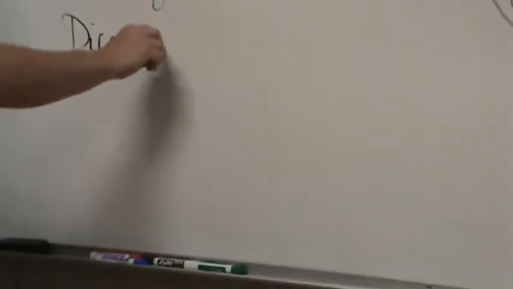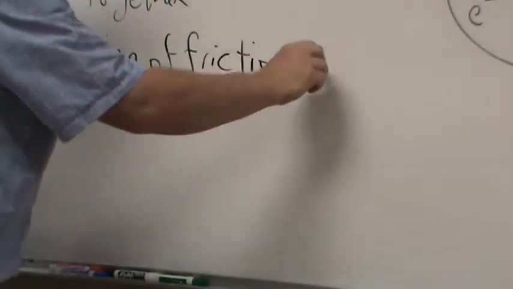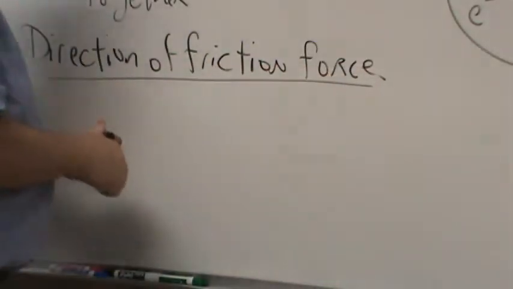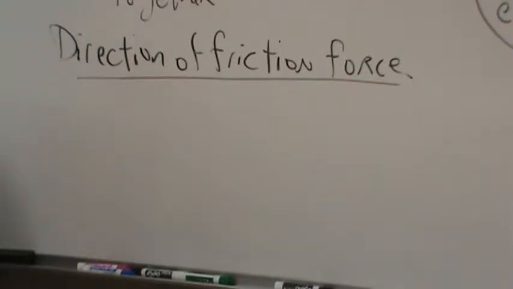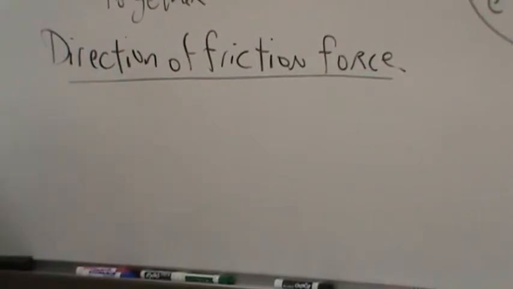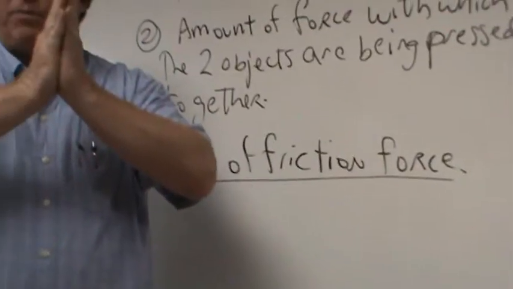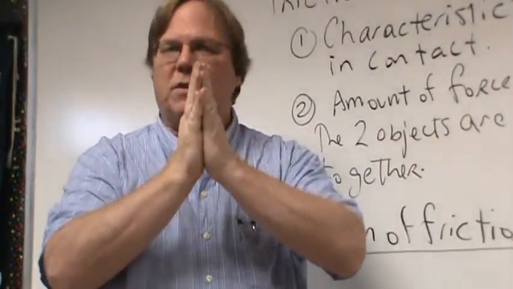Direction of friction force. So far, we've learned about two forces. Gravity: the direction of gravitational force is always towards the center of mass of whatever it is that's attracting you. So here on planet Earth, the direction of gravitational force is straight down to the center of the Earth. We learned about normal force, where, when two objects are pressed together, the direction of the force is perpendicular to the surfaces in contact.